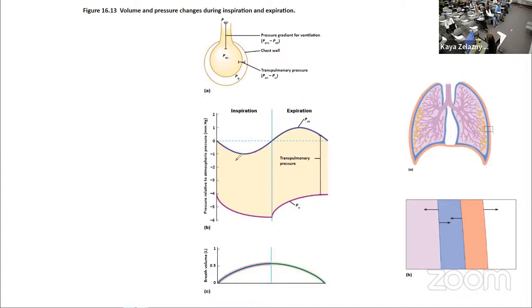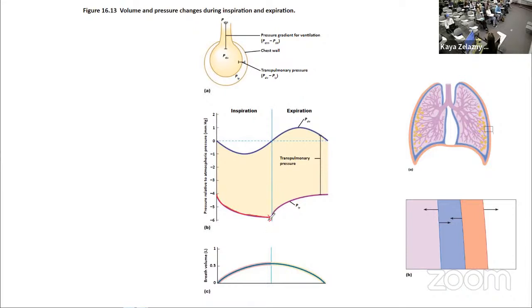What we see happening as your muscles contract is that they're pulling on that intrapleural space, on the fluid in it. Pulling on it, they're making it larger, so we're seeing a drop in that pressure. It's going down, and that transpulmonary pressure drops until we're at rest.